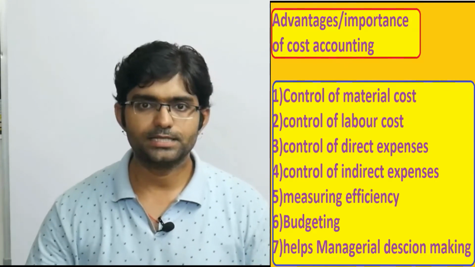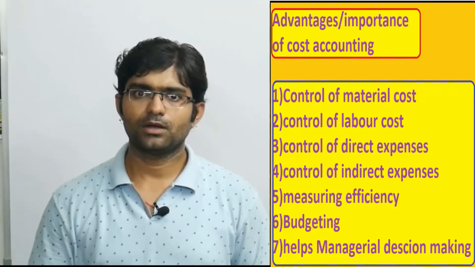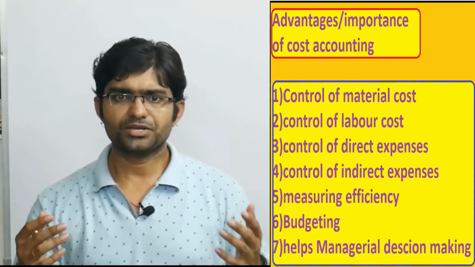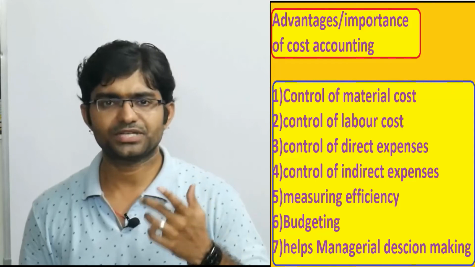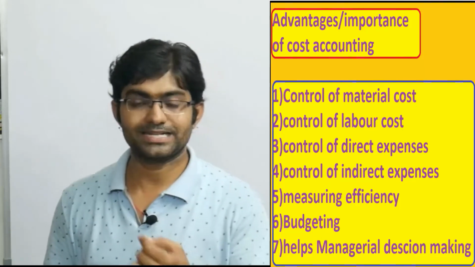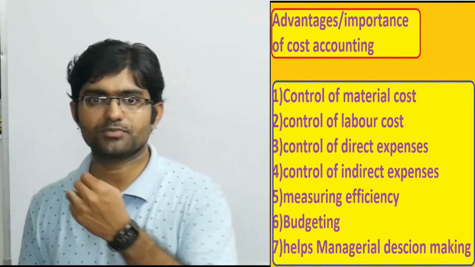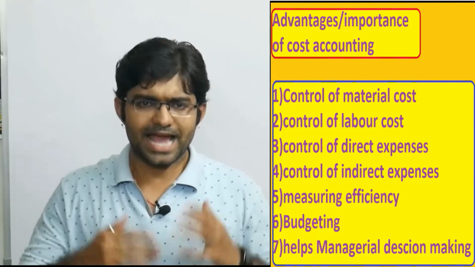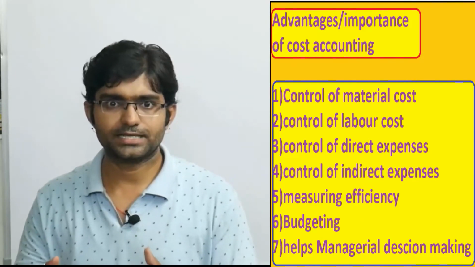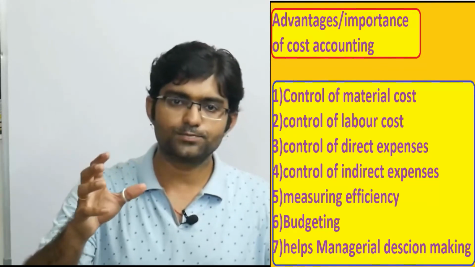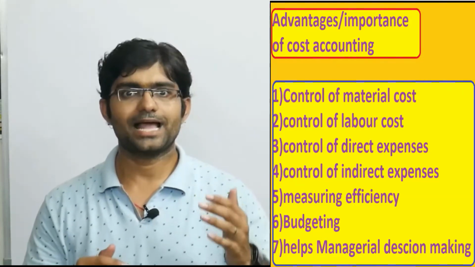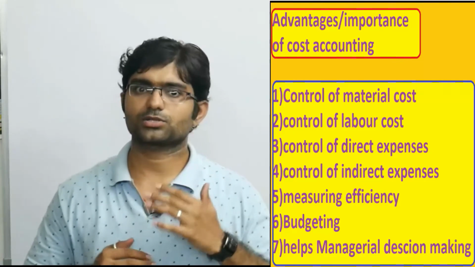And the next one is measuring efficiencies. Costing helps in measuring each and every activity's efficiency, each and every department's efficiency, each and every job's efficiency, and it helps to find out inefficiencies and helps to find out flaws. By that we can fix these problems, and it helps in reducing the cost of our product.